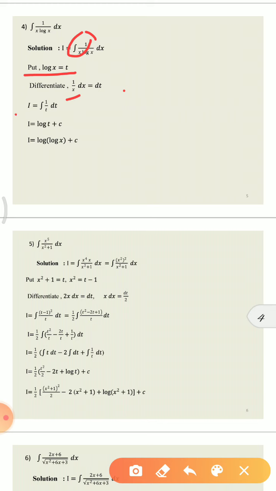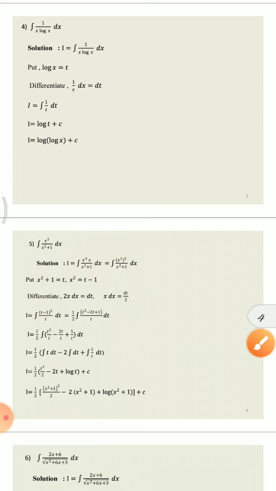Then in integration form it is the integral of 1 by t dt, and the integration of 1 upon t is log t. That means I is equal to log t, and the value of t is log x, so I is equal to log of log x plus c. That means the integration of 1 upon x log x is equal to log of log x plus c. This is how you find the integration here.